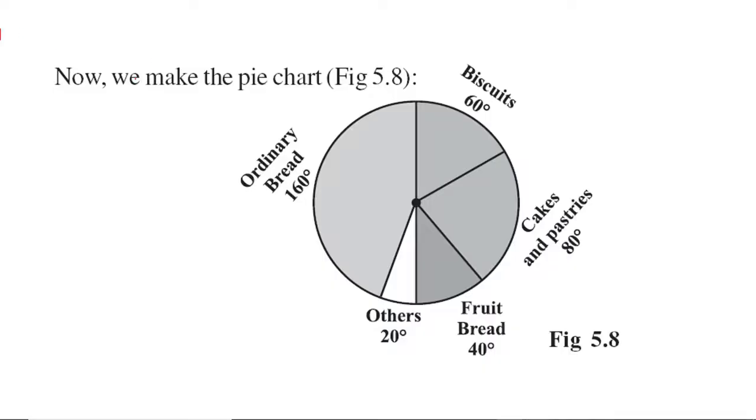So we can make the pie chart, because now we know the angles. This is 160, this is 60, like this. All these angles are there. You can shade in different colors, or shade with certain patterns, and you can write here: ordinary bread 160 degrees, fruit bread 640 degrees, like this.